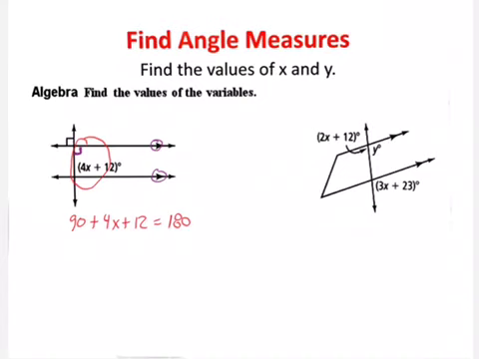So in this case, we'll combine like terms. You'll subtract 102 and then divide by 4, and we get x to equal 19.5.